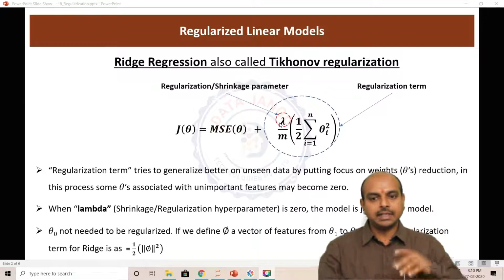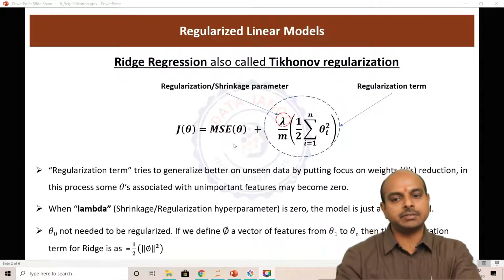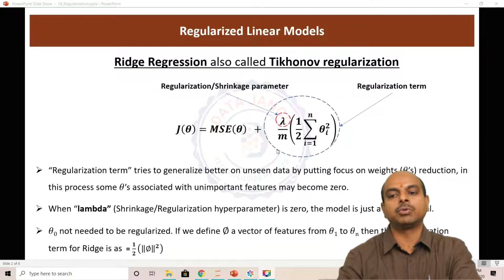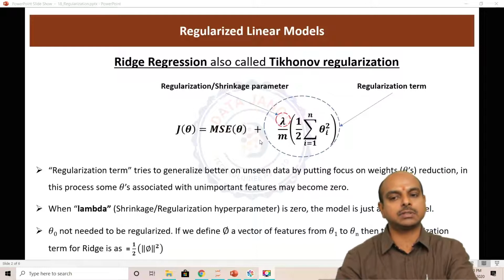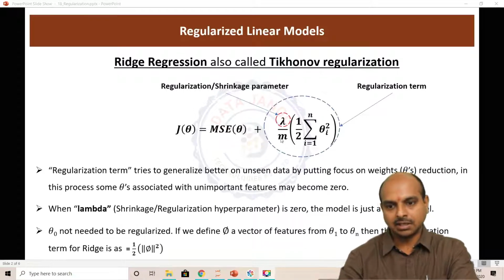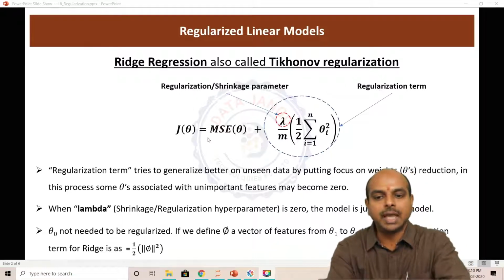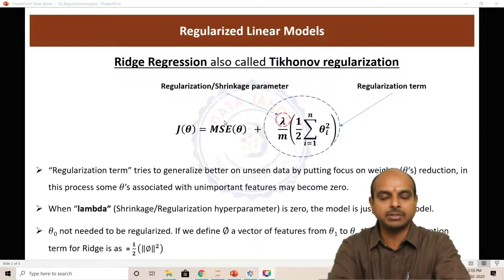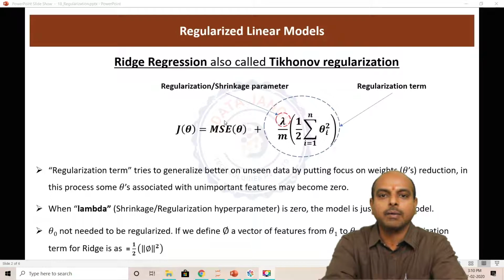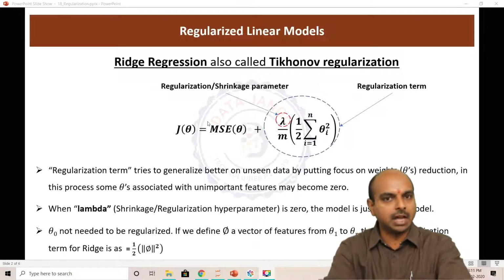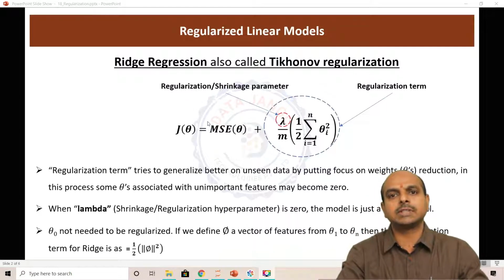So if you look at the equation, the cost function's equation, we added a little more weight to the cost function. This is also called Tikhonov regularization. So the MSE, mean squared error. What is mean squared error? Sigma i equals 1 to m of (y cap minus y) whole square, divided by m, is the mean squared error. That's the cost function. The original cost function was that.